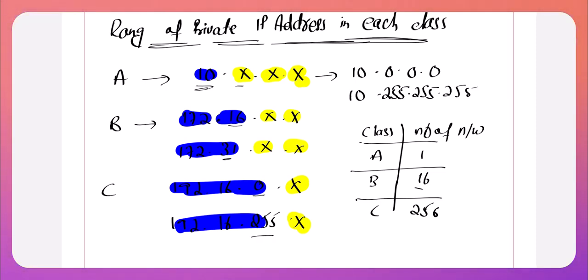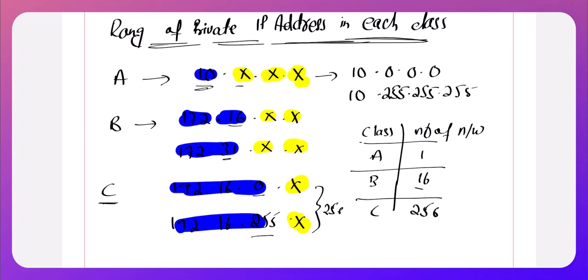So this is the number of private networks in each class, and mostly for small organizations or small networks, we prefer class C because the total number of hosts per network is 256. Why do we prefer it for small networks? To decrease the wastage of IP addressing, and to avoid the subnetting headache.